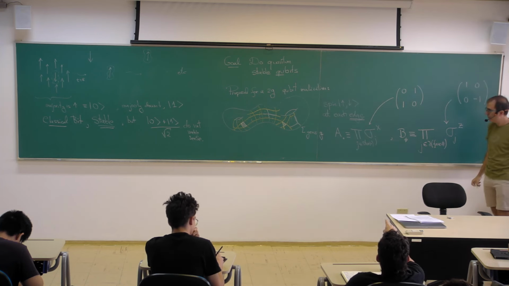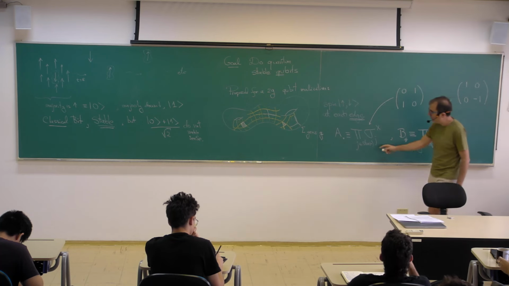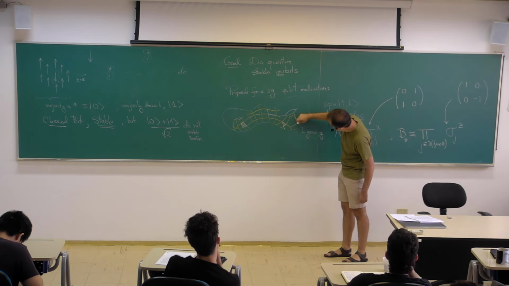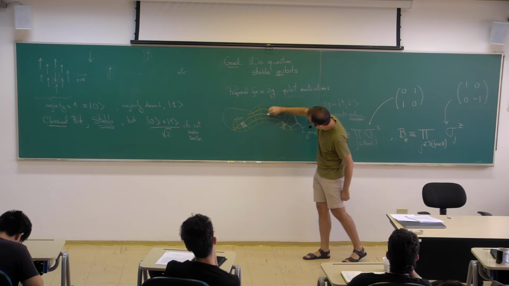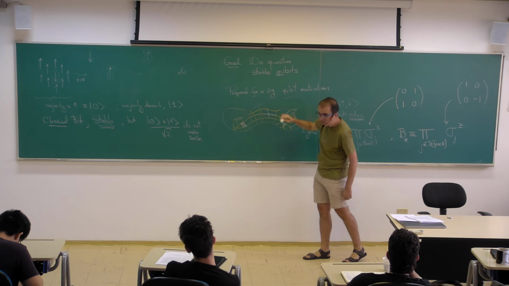Sorry, what is star that you wrote there? Star for a vertex means that if I have a given vertex, it's all the spins that come out of the vertex. So for a given vertex of adjacency 4, it's the product of these four spins.